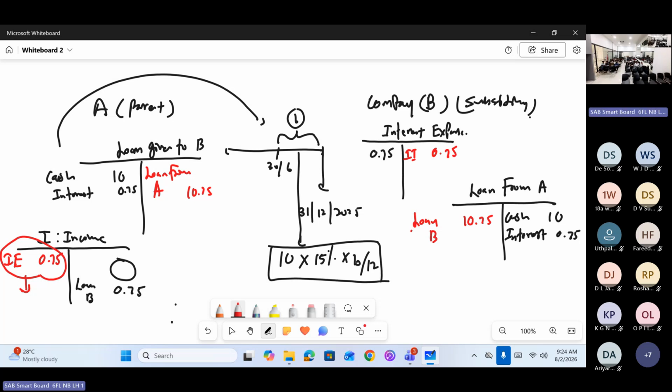In this example, it means the subsidiary company can give a loan to the parent entity. In that scenario, we pass the same entries.